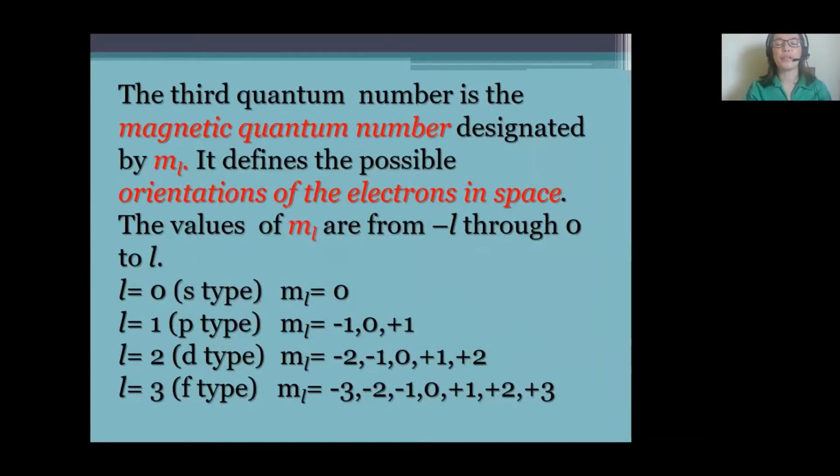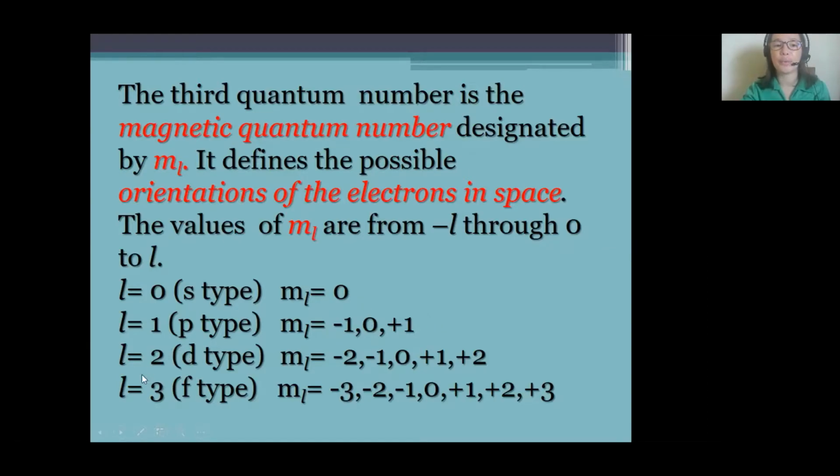The third quantum number is the magnetic quantum number, and this is designated by m sub l. What is this? It defines the possible orientation of the electron in space. And this has a value of negative l through 0 to positive l. That's why in the s sublevel, its magnetic quantum number is 0. For the p type, we have l = 1, so m sub l is negative 1 to 0 to positive 1.